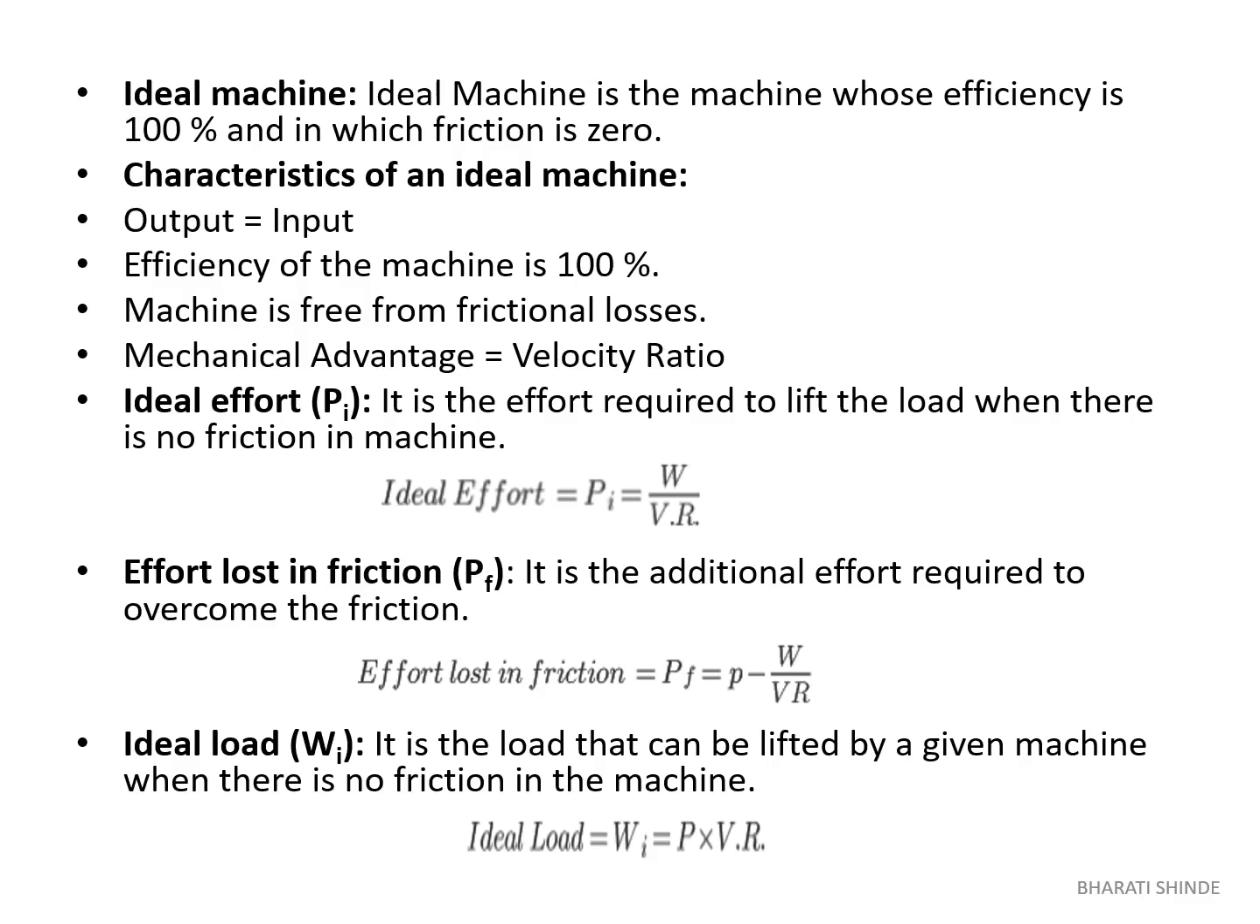Then we see characteristics of ideal machine. So first characteristic, output is equal to input. Because for ideal machine frictional loss is 0, so input minus output is equal to 0. If we take input minus output is equal to 0, then input is equal to output. Then efficiency of machine is 100%. But in practice, it is not possible to eliminate friction. So frictional resistance exists or frictional loss exists.